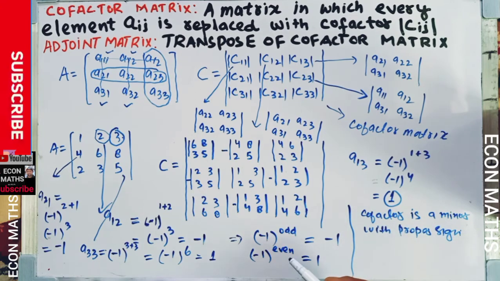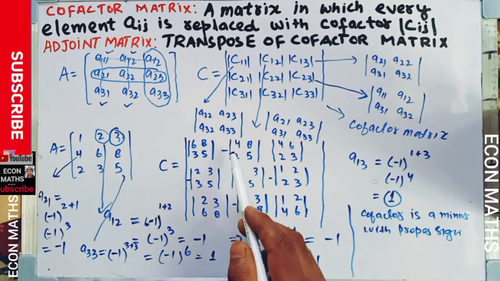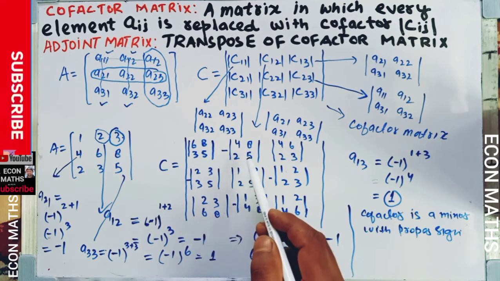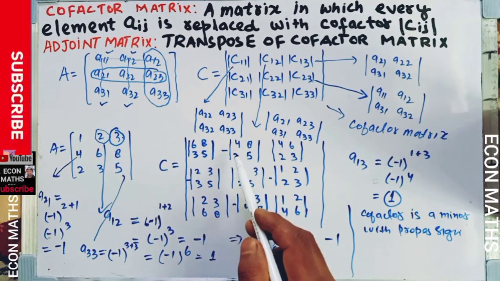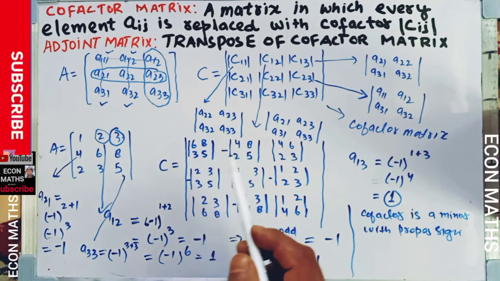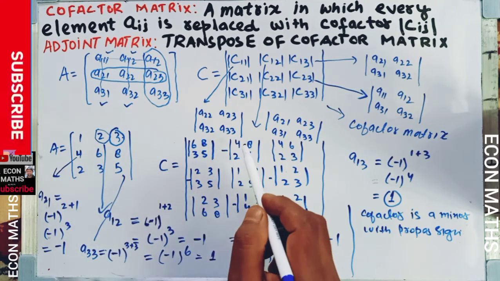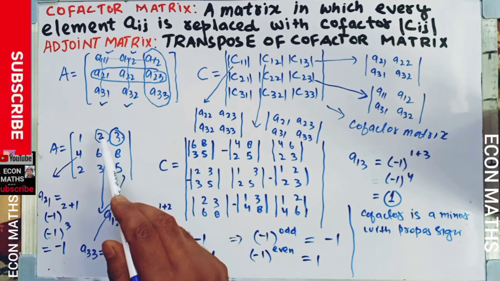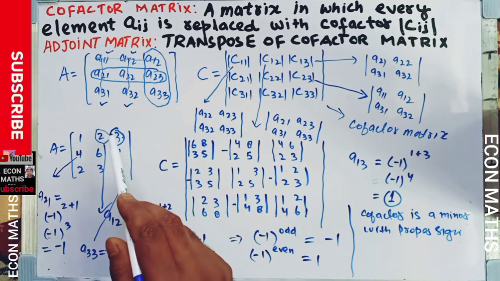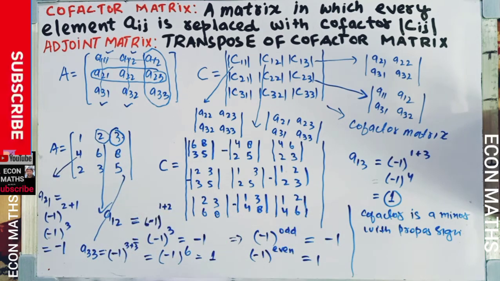That is the difference between minor and the cofactor: the sign. That is, a cofactor is usually with its sign. The sign of the cofactor depends upon the position of the element, that is the row number and the column number, as we have seen in these examples.